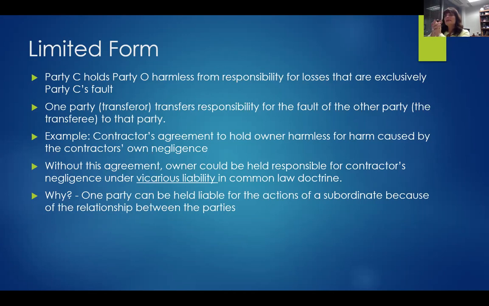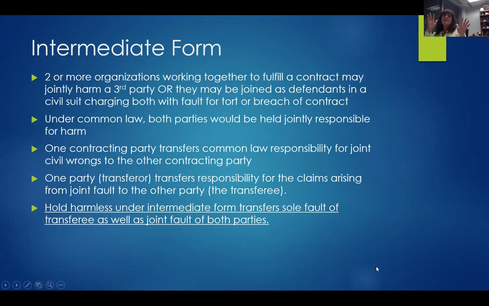An example, like I said, is an agreement to hold the owner harmless for harm caused by their own negligence. Without this agreement, the owner would be held liable or responsible under vicarious liability in common law, meaning it's ultimately my piece of property and someone got harmed on it, even though it was your fault. Why? Because one party can be held liable for the actions of the subordinate because of the relationship that exists between the parties. Intermediate is a little bit more gray.